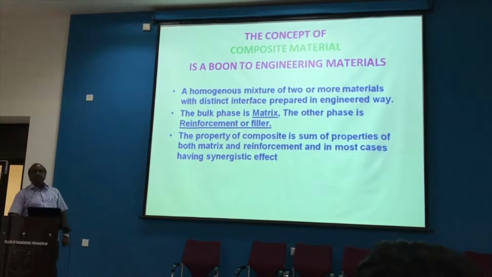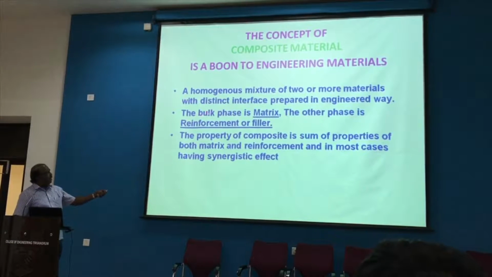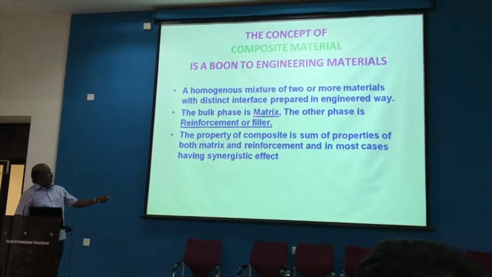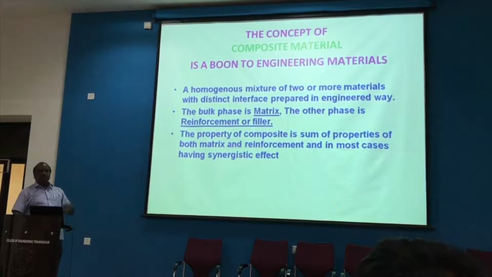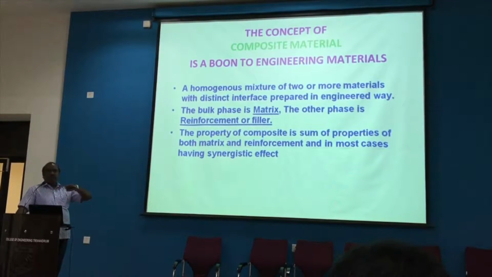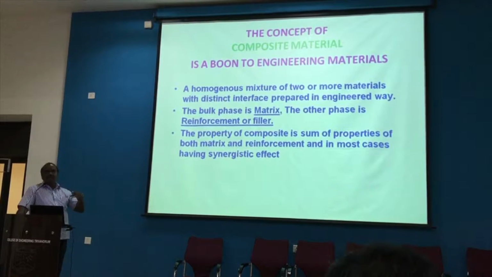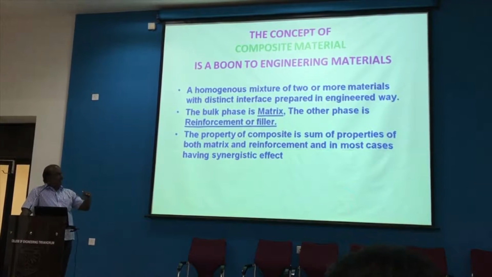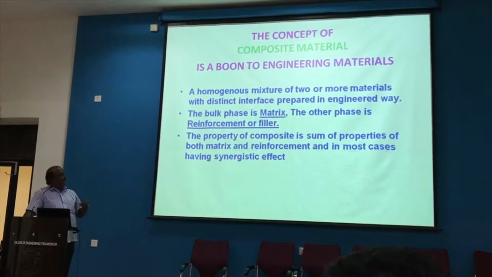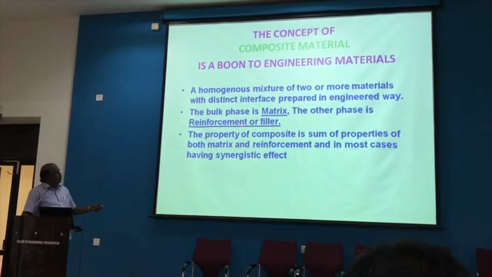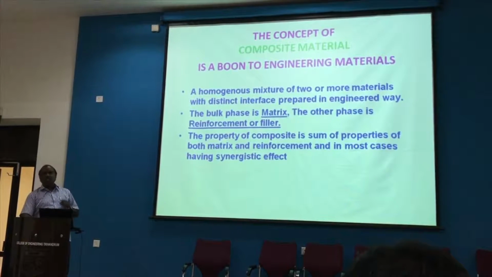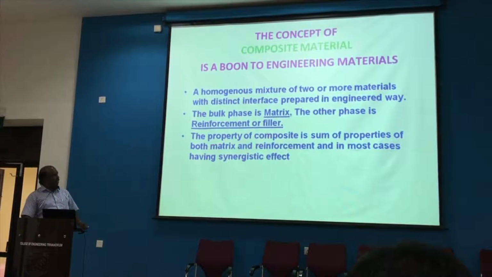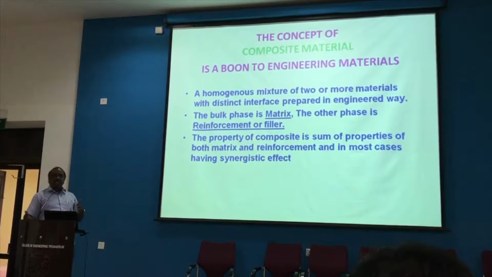By definition, a composite is a mixture of two or more materials with distinct interface prepared in an engineered way. For example, the bulk phase is the matrix and the reinforcement is the filler. That means if you have a polymer which acts as a binding phase, then it is called the matrix, and the filler which is used is the reinforcement. And the property of the composite is the sum of the property of the matrix and the reinforcement, and in most of the cases it is the synergetic effect.